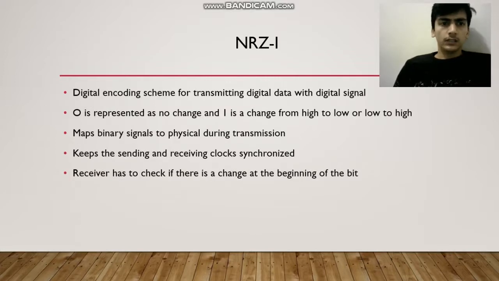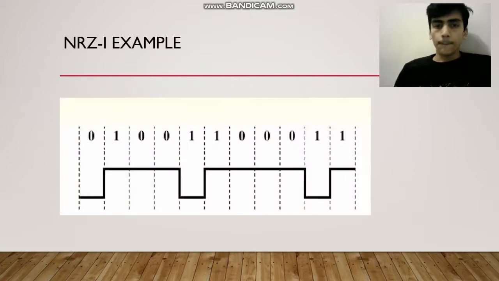So NRZI is a digital encoding scheme for transmitting digital data with a digital signal. 0 is represented as no change, and 1 is a change from high to low or low to high. NRZI maps binary signals to physical signals during transmission. NRZI keeps the sending and receiving clock synchronized. NRZI in the receiver has to check if there is a change at the beginning of the bit.